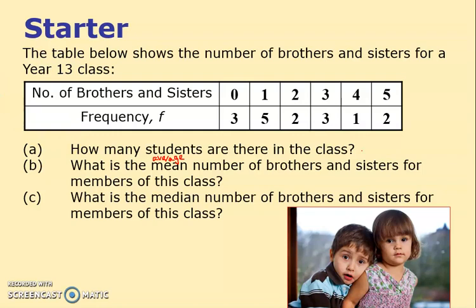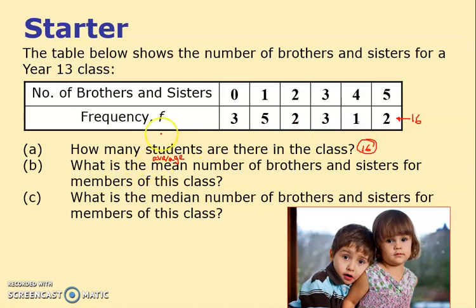Okay, so hopefully you've got some answers. I'll go through the answers now. So how many students are in the class? That's actually relatively straightforward to do. You just add up these numbers here. So 3 and 5 is 8 and 2 makes 10, 13, 14, 15, 16. I think there are 16 students in this class.